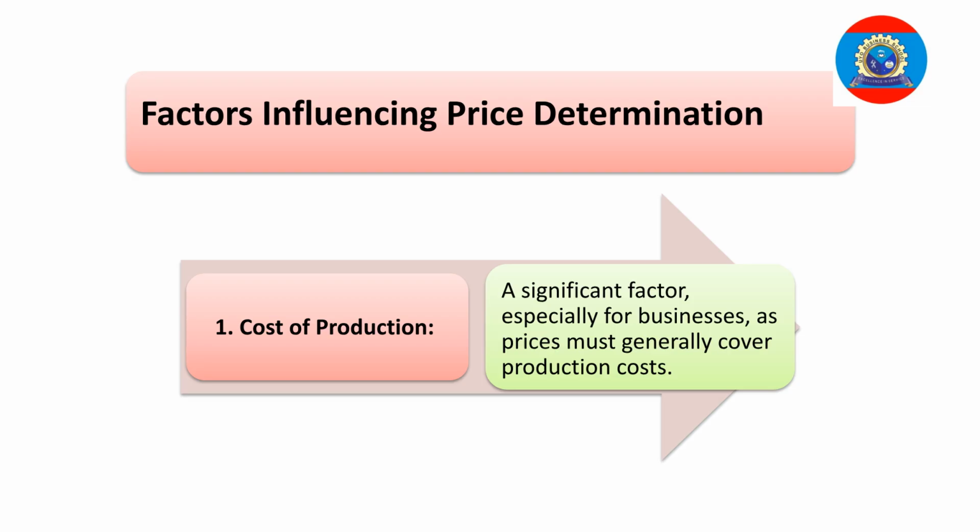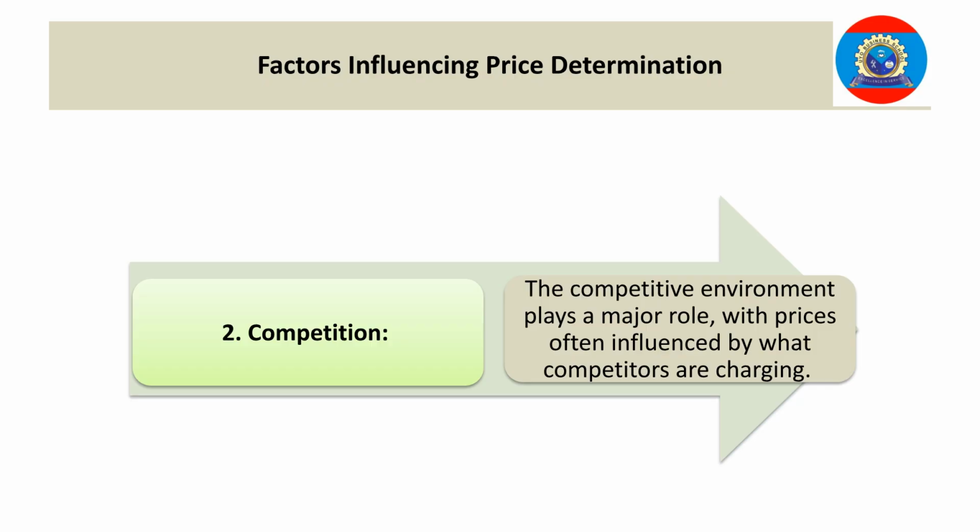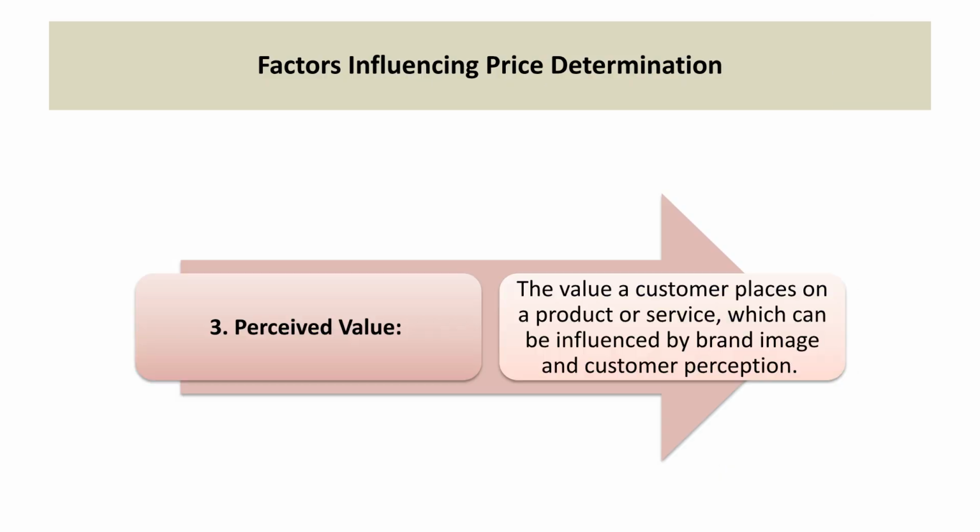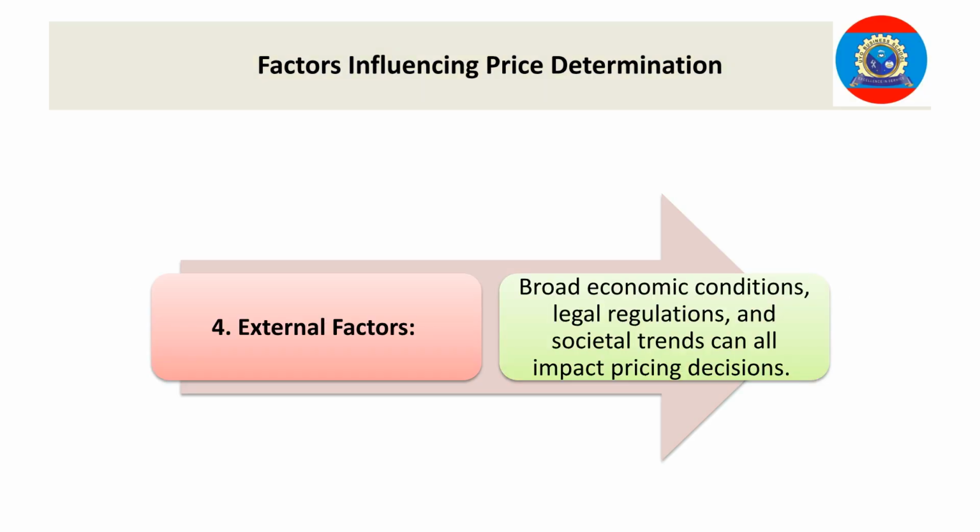Let's look at the factors influencing price determination. First, the cost of production is significant, as prices must generally cover these costs. Second, competition plays a major role, with prices often influenced by what competitors are charging. Third is perceived value, which is the value a customer places on a product or service, influenced by brand image and customer perception. Fourth, external factors such as broad economic conditions, legal regulations, and societal trends can impact pricing decisions.